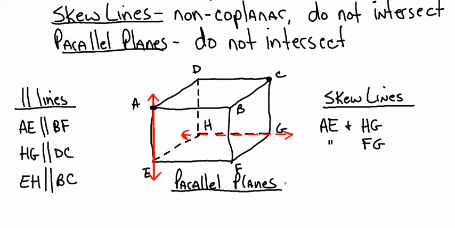Parallel planes. How many letters to describe a plane? 3 non-collinear, right? 3 non-collinear. So plane ABE is parallel to plane... ABE is parallel to what? DCG. Good.